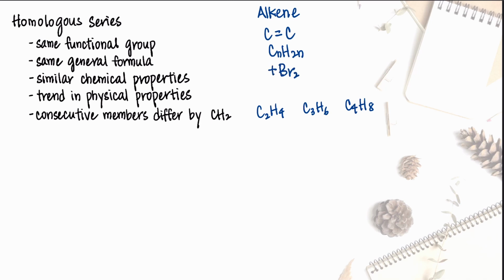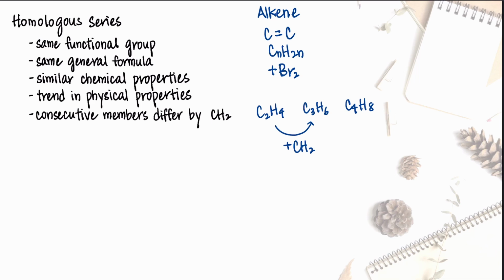If we then look at similar chemical properties, every single alkene will always react with bromine water. If we then have a look at the last feature in your homologous series, it is that consecutive members differ by CH2. So if we compare the first 3 members of your alkenes, you have C2H4, C3H6, and then C4H8. To go from C2H4 to C3H6, I literally added 1 carbon and an additional 2 hydrogens.